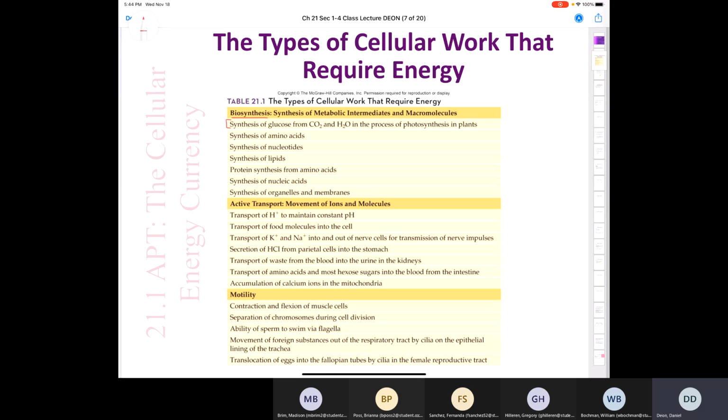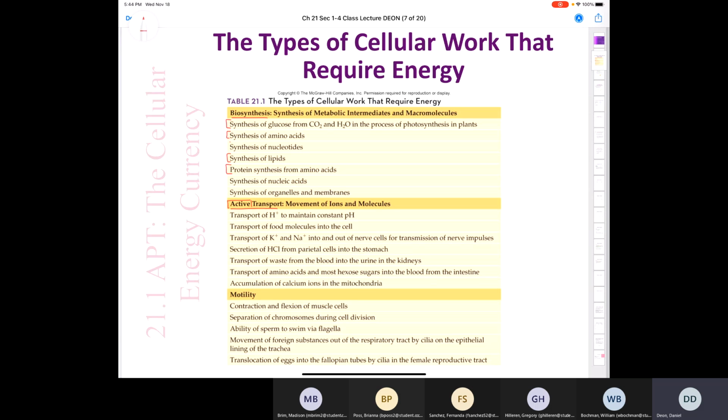What about when a living organism synthesizes an amino acid or a lipid, let's say? Okay, protein synthesis, that would include enzyme synthesis as well. Energy is also required for what's called active transport. You can kind of guess from the name, active, and there is such a thing as passive transport, which does not require energy. The active transport requires energy.